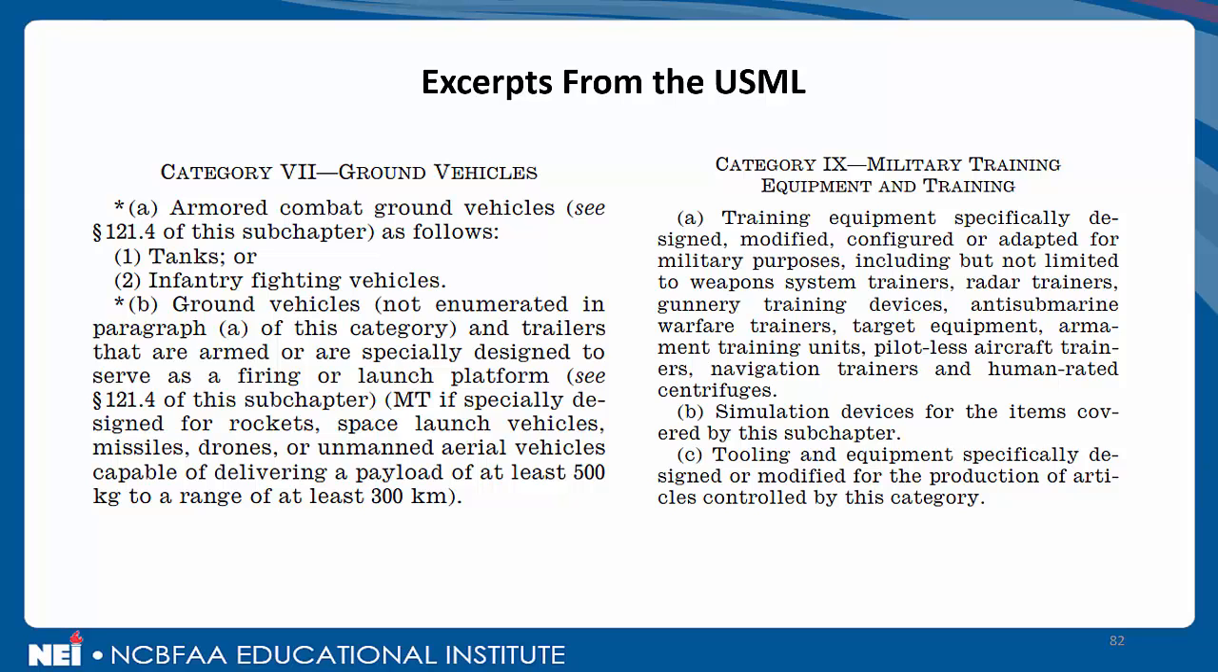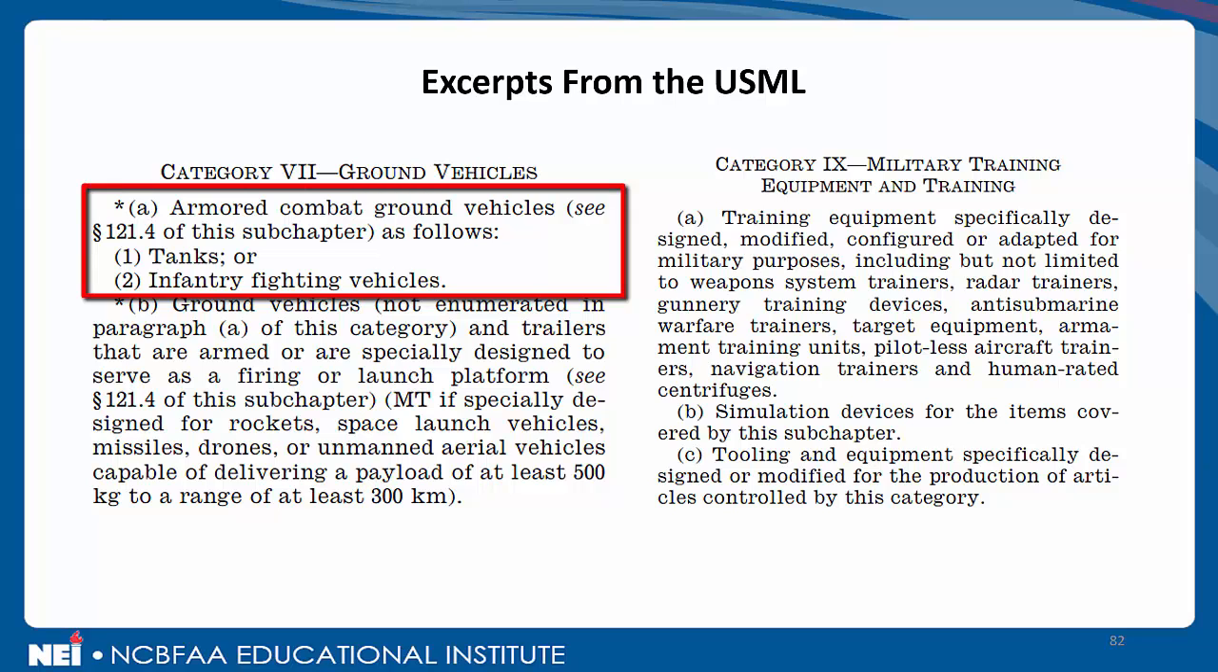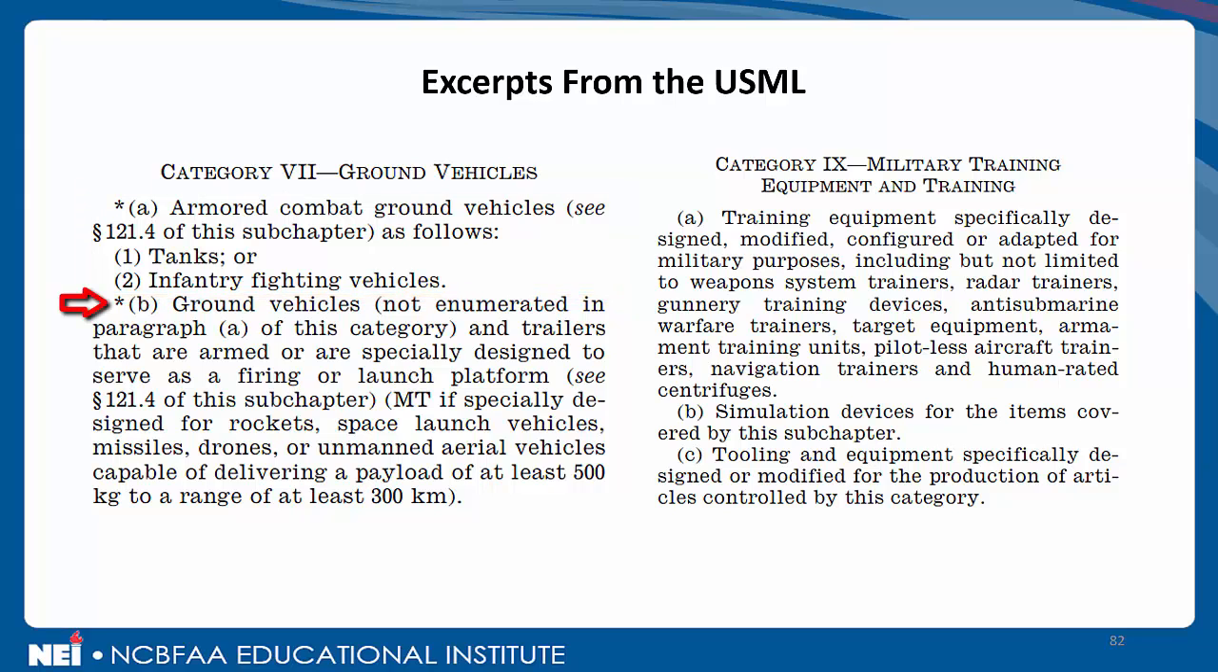That's important because it designates how the USML is laid out, what's referred to as an alpha paragraph designation. More on that in just a minute. But Category 7 deals with ground vehicles, starting with armored combat ground vehicles in A, with some further distinction. A1 are tanks, A2 are infantry fighting vehicles, and then under B, which is a new section within the category, ground vehicles and trailers that are armed or are especially designed to serve as a firing or launch platform. So a little bit of exposure as to how things are laid out here.